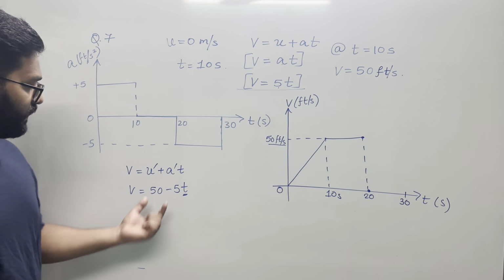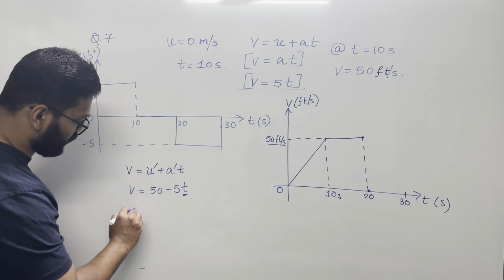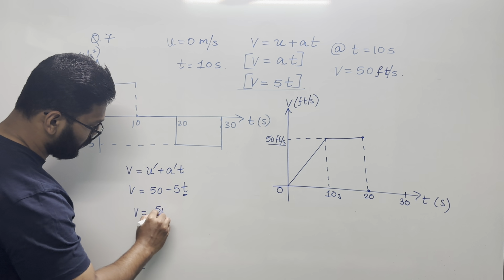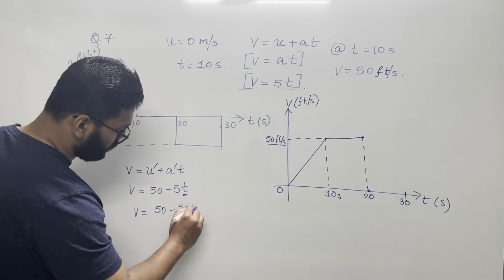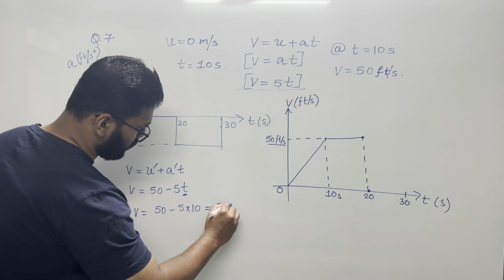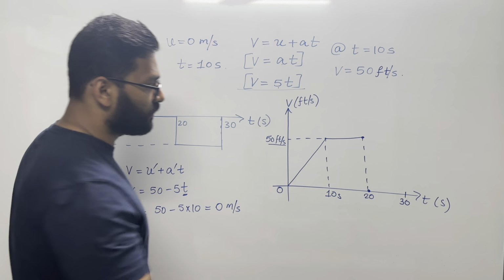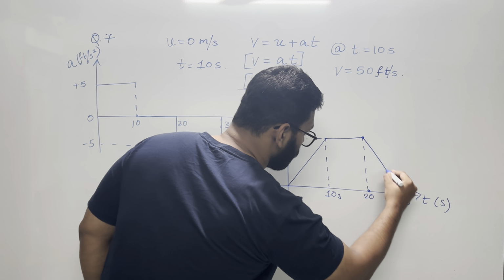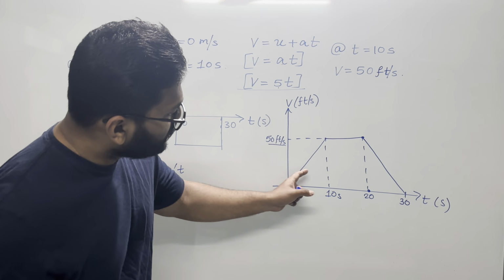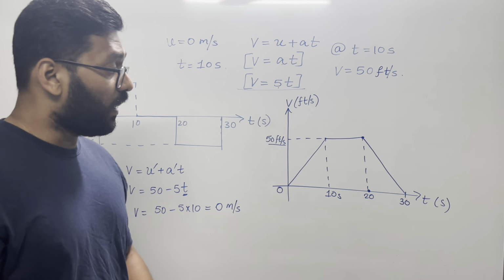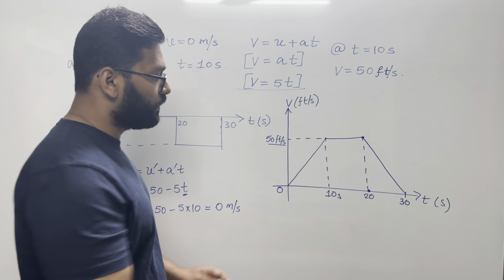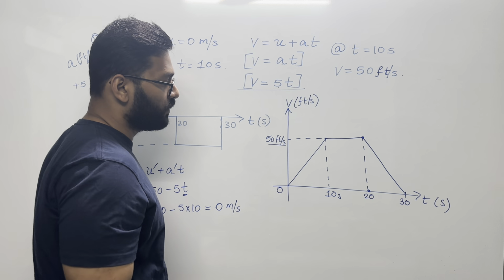And in the next 10 seconds, what will happen? It is going to be 50 minus 5 into 10, that is again 0 meter per second. So the velocity becomes 0 in 10 more seconds. So here it will go down like this. The slopes of these two are equal in magnitude, but the signs are opposite.